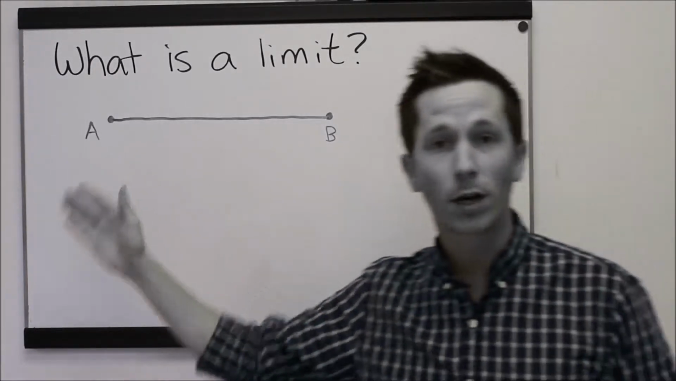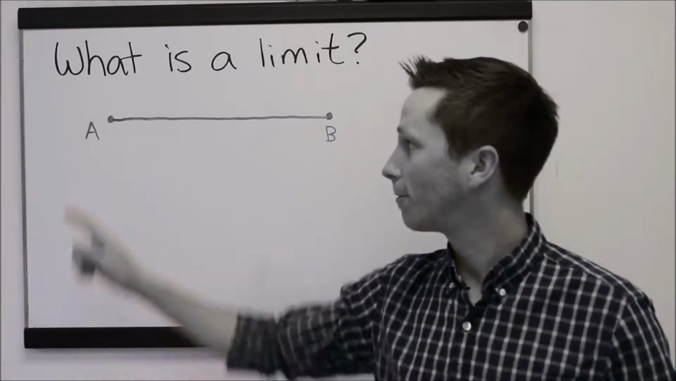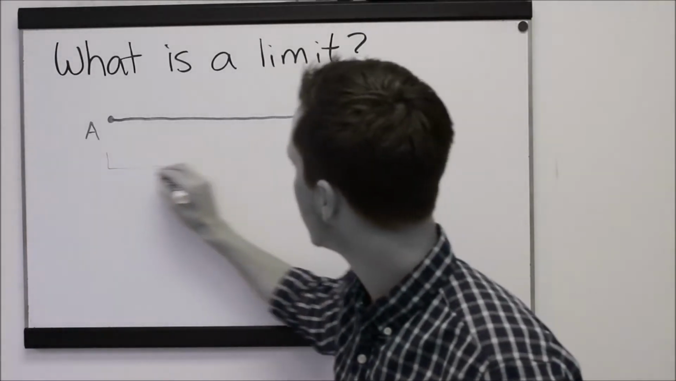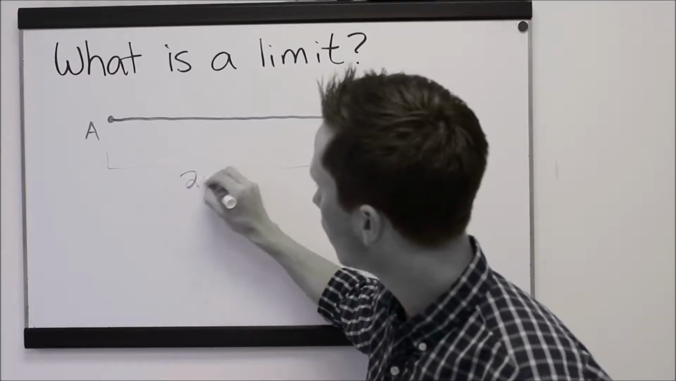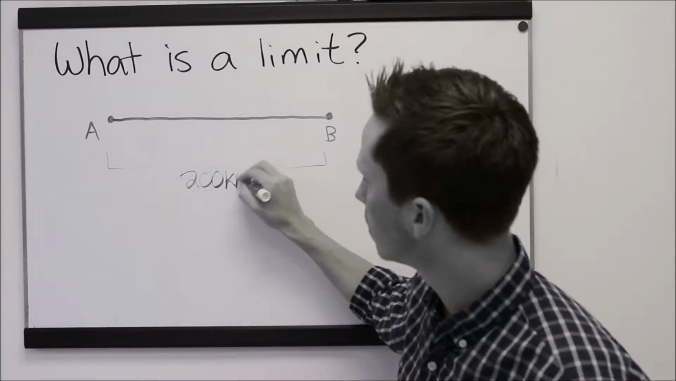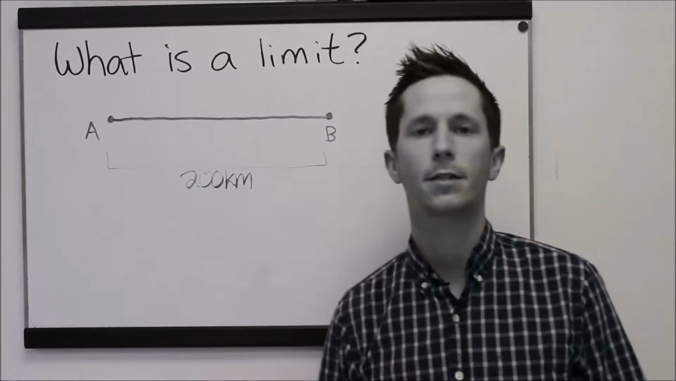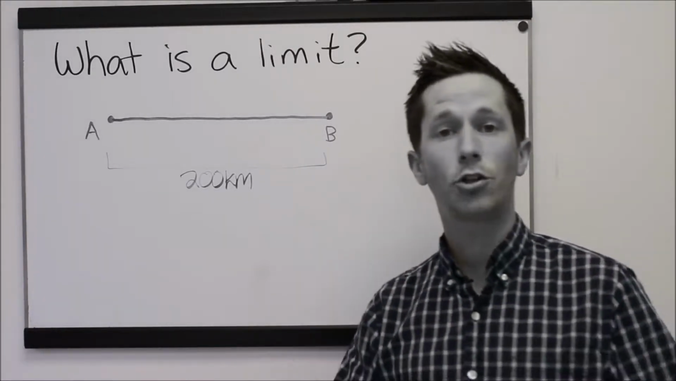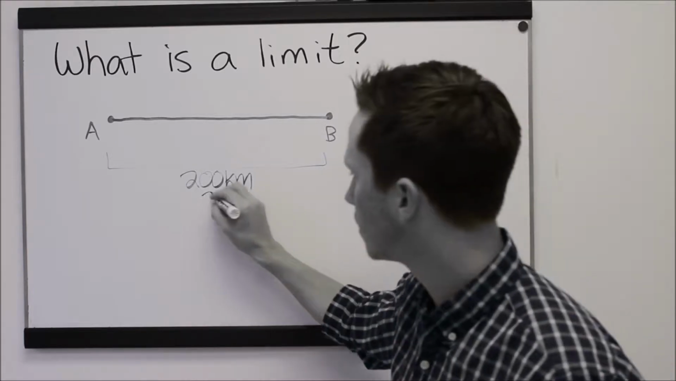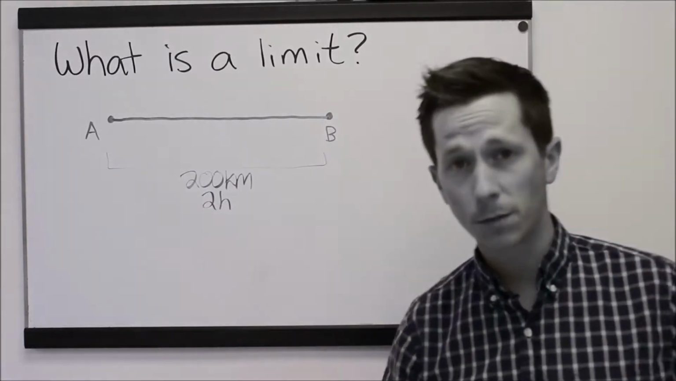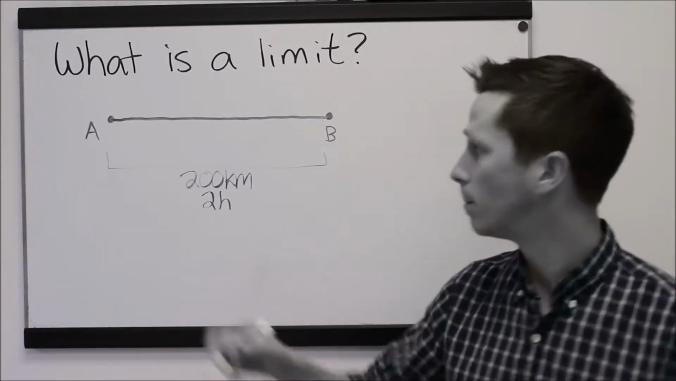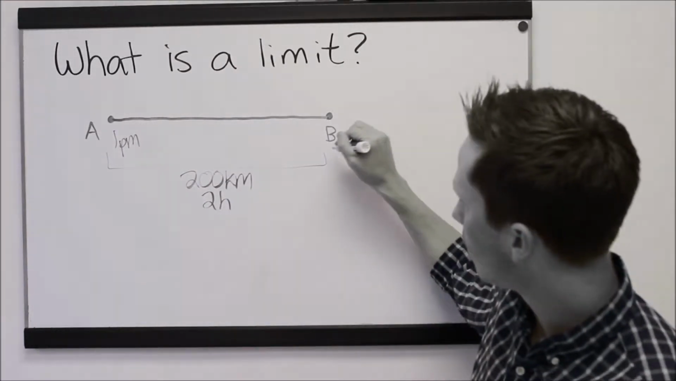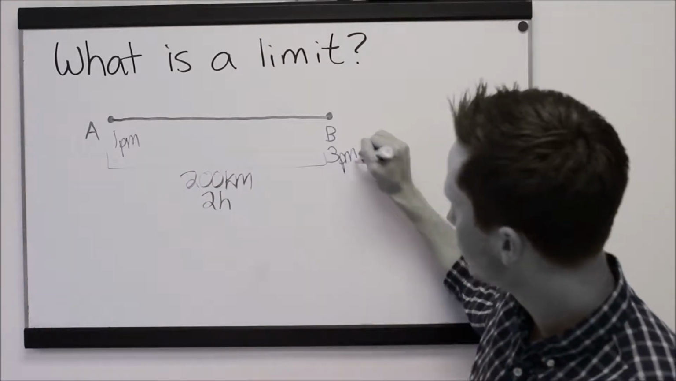So let's imagine we are traveling, and we're traveling from city A to city B. These cities happen to be exactly 200 kilometers apart. Okay, so 200 kilometer distance between A and B, and we are going to take 2 hours to drive that distance. 2 hours. In fact, let's put some starting times and some ending times. So I'm going to say I leave at 1 p.m. and I arrive at B at 3 p.m.